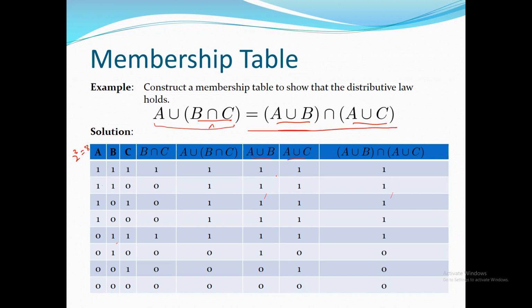So if you take the intersection, you can see 1 1 is 1. So this is true for all of these. Here you can see these values and these values are similar. So we can say this left hand side is equivalent to the right hand side. This method of proof in set theory is called the membership table, and the similar method of proof in propositional logic is called the truth table.